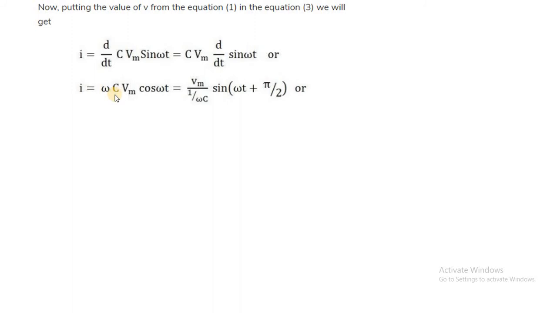Now this omega C term, which is in multiplication with Vm, I'll take the inverse of it and put it in the denominator. So I take Vm divided by 1 upon omega C. Why I did so, I'll tell you later. Expressing omega C into Vm is nothing but Vm divided by 1 upon omega C; the meaning is one and the same. And then the cos waveform transforms into sine by adding plus pi by 2. So it is sin omega t plus pi by 2.